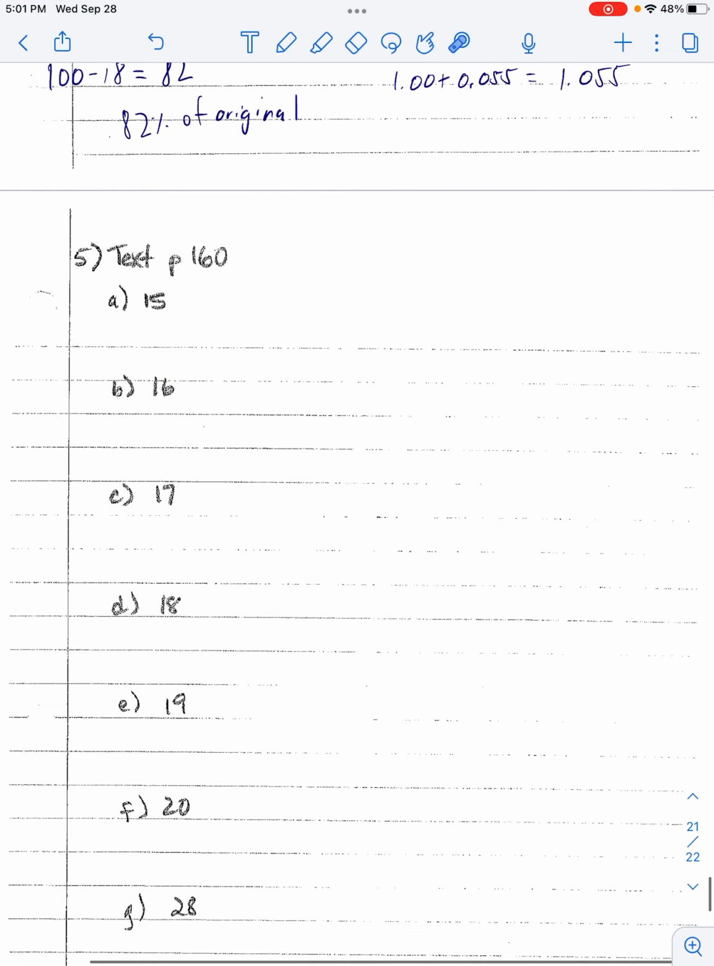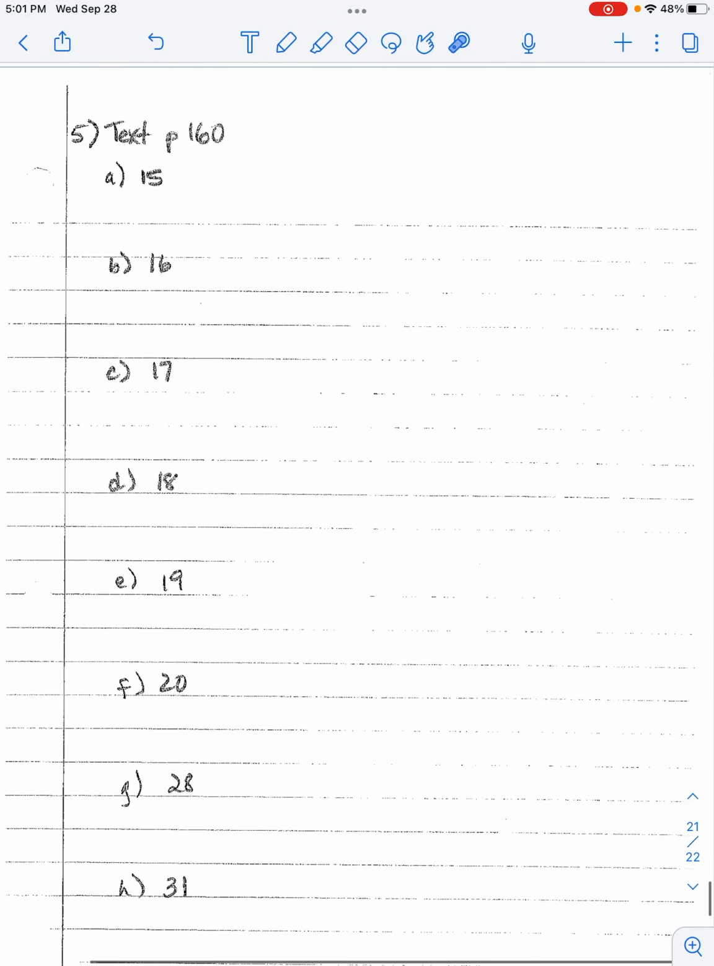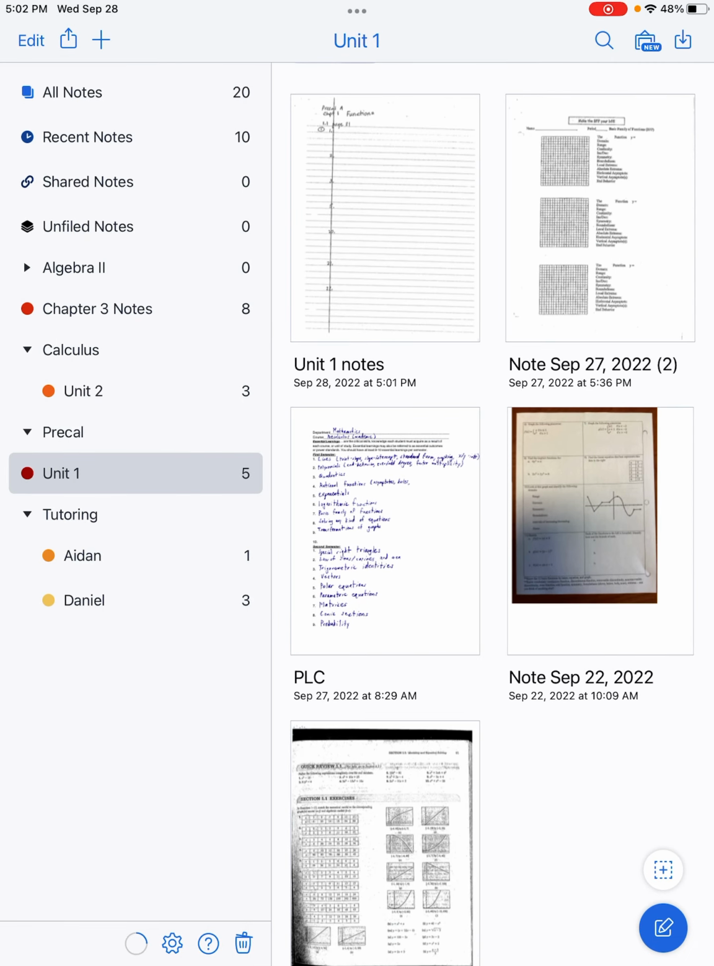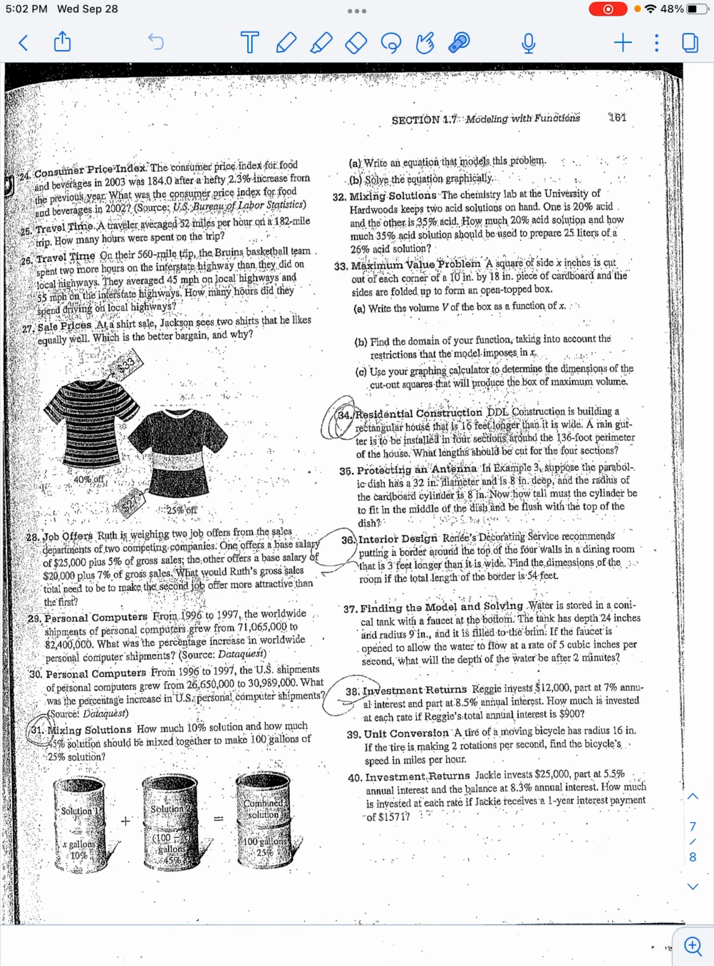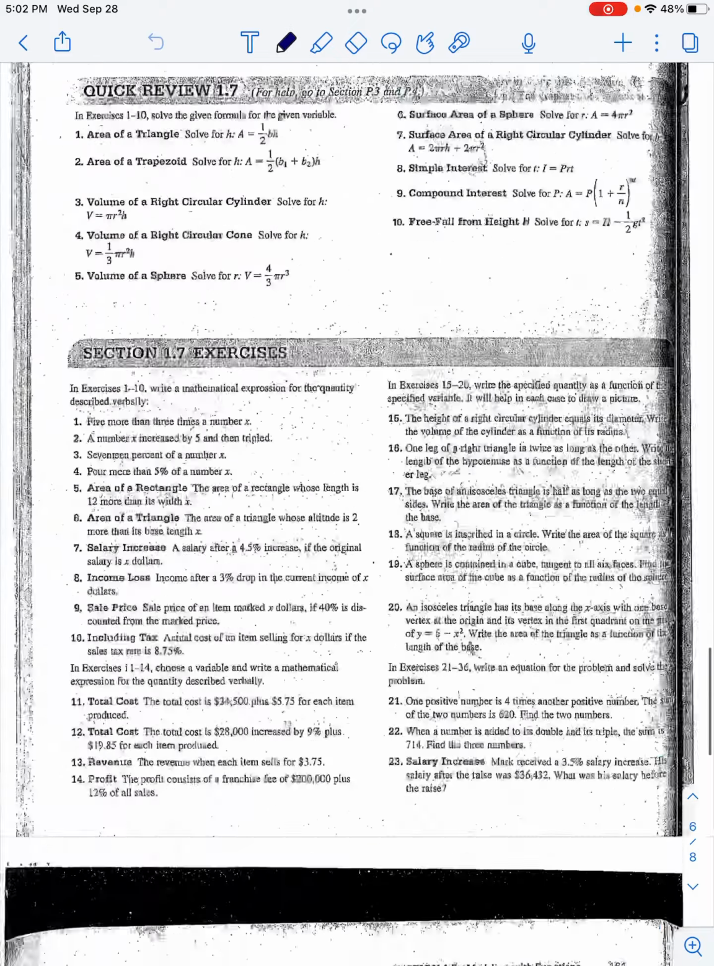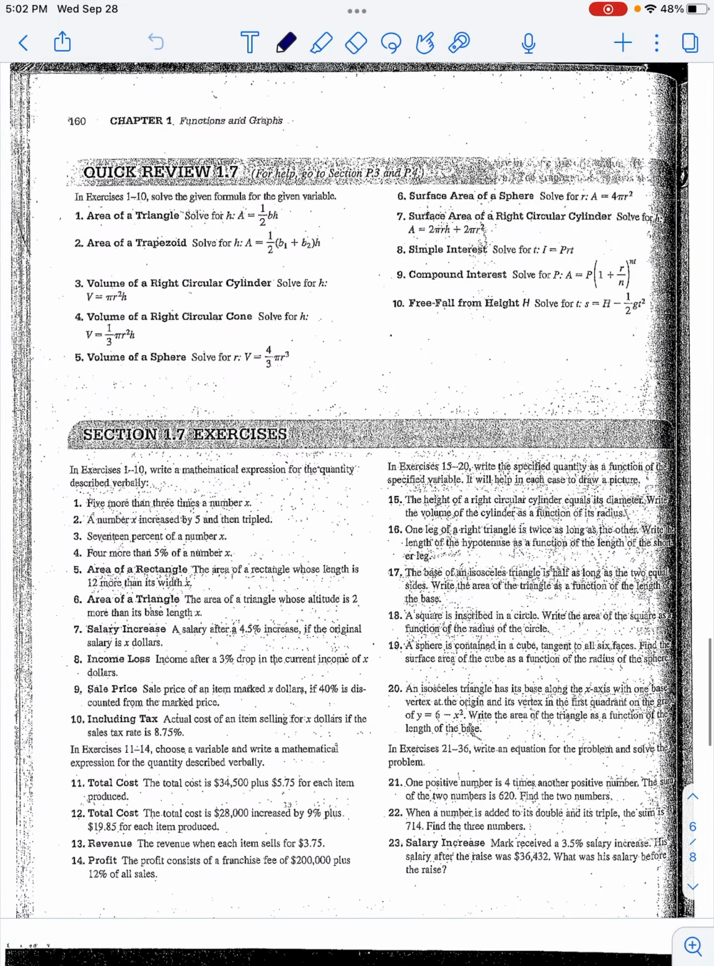All right, so for this next part, I'm doing all these textbook problems. This is textbook page 160. You should hopefully have the textbook problems still on you. So we're going to go to page 160 here. It says quick review 1.7 at the top right here. We're going to do 15, 16, 17, 18, 19, 20. So I'm circling these.